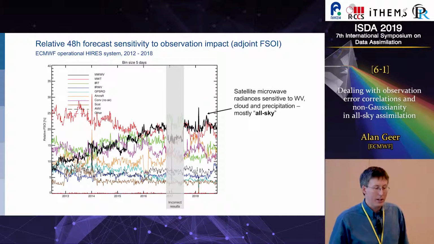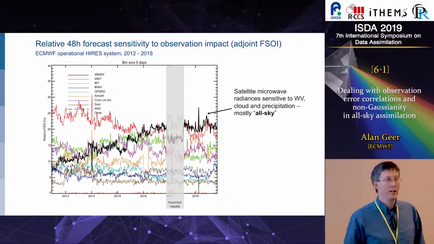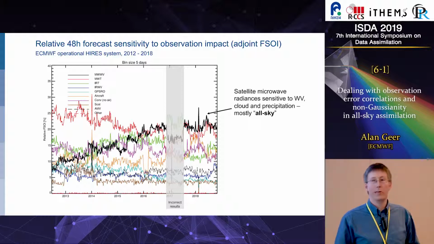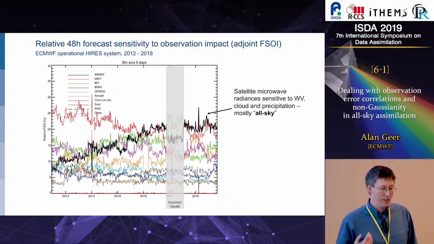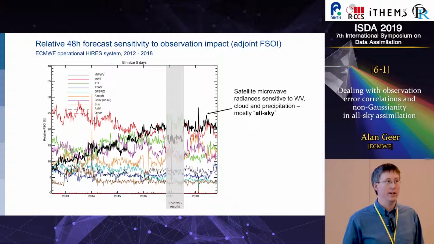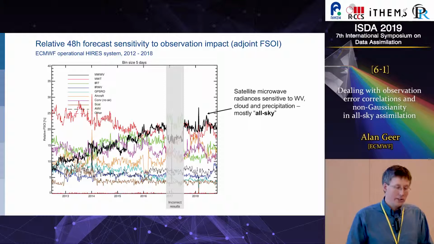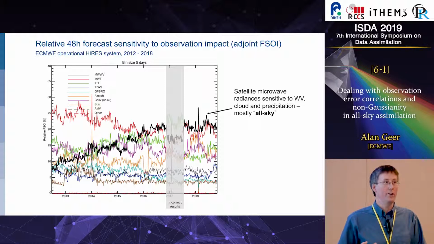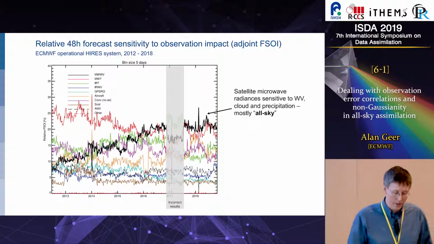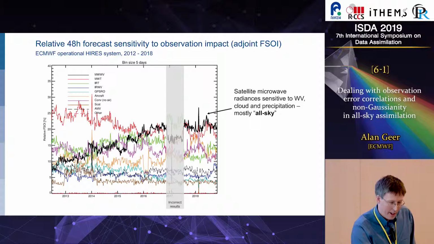But what we're interested in here is the thick black line, which corresponds to satellite microwave radiances sensitive to water vapor, cloud, and precipitation. And the reason those have got more influential over the last 6 years is down to the advent of all-sky assimilation and adding more observations and doing better over sea ice surfaces and land. So it's not just all-sky, it's a whole series of things that have gone into improving the use of that data. But it's now pretty much the most influential set of observations if you look at it this way.